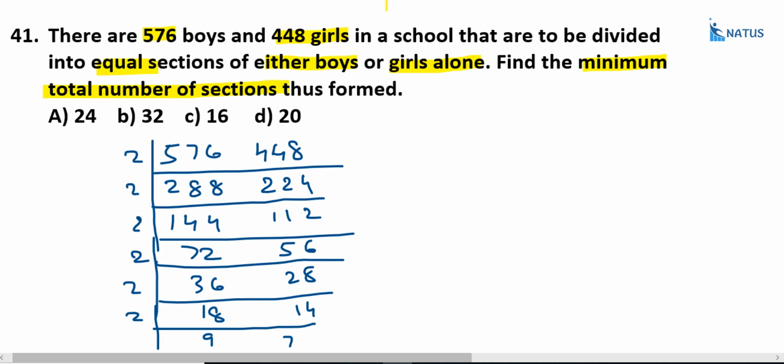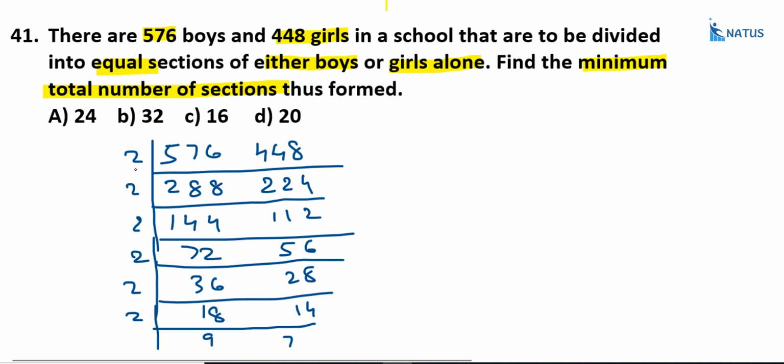See, what is the HCF? All of you listen carefully. The HCF is 2 into 2 into 2 into 2 into 2 into 2: 1, 2, 3, 4, 5, 6. That is 2 to the power of 6. What is 2 to the power of 6? That is equal to 64. Now, each and every section has 64 students.